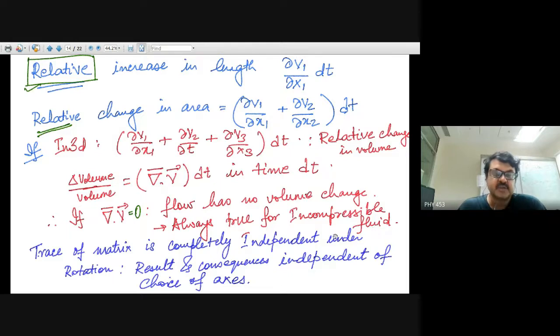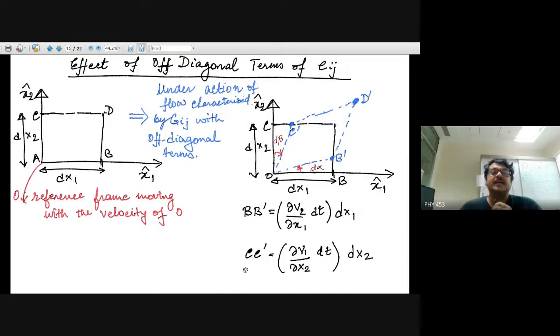The other thing to note is that the trace of the matrix is typically independent under rotation of the axis. As a consequence, if divergence v is equal to 0 in some choice of axis, even if you change it, the results and consequences of divergence v equal to 0 will continue to be there for a different choice of axis. So now let's discuss the effect of off-diagonal terms of Eij.